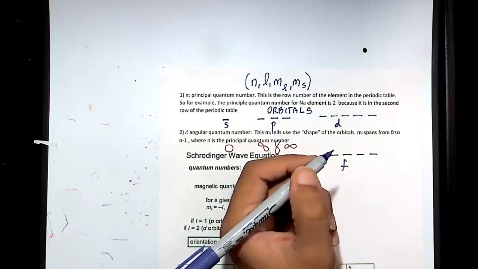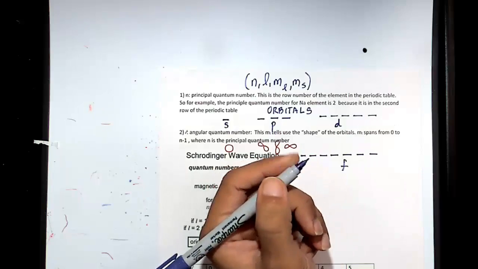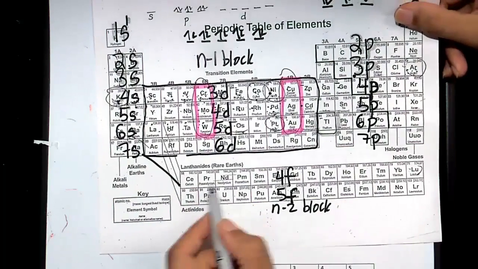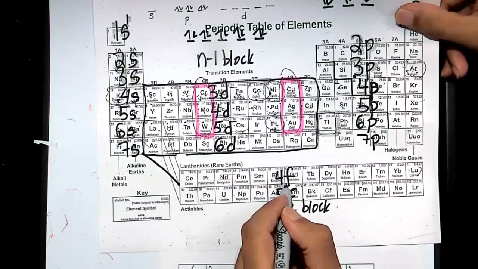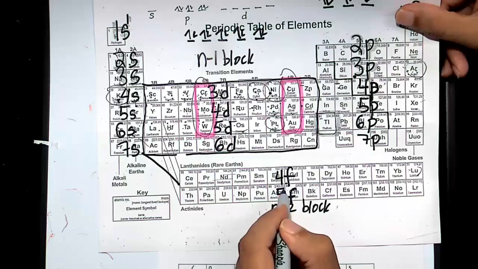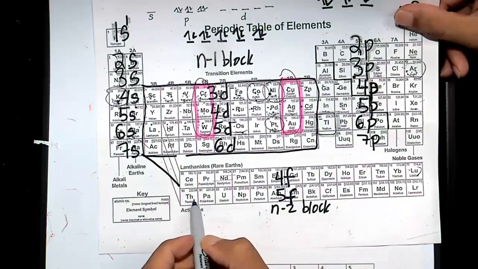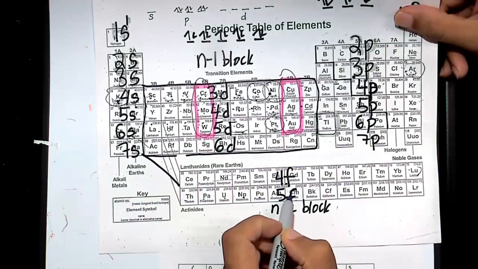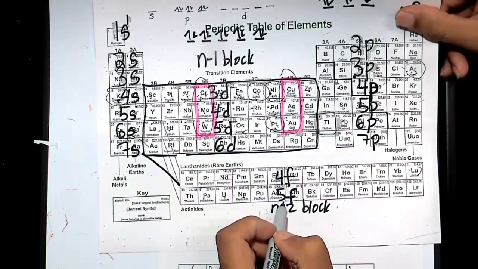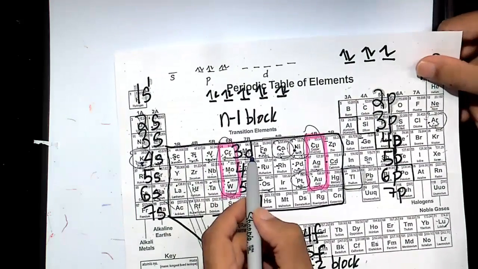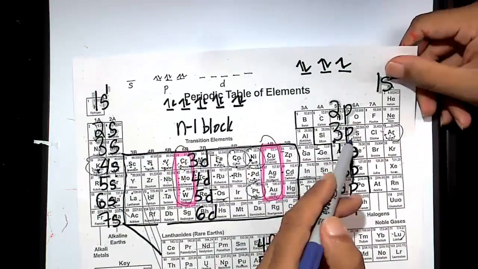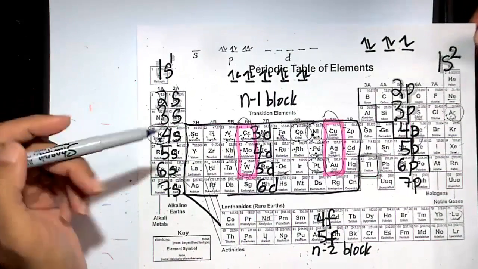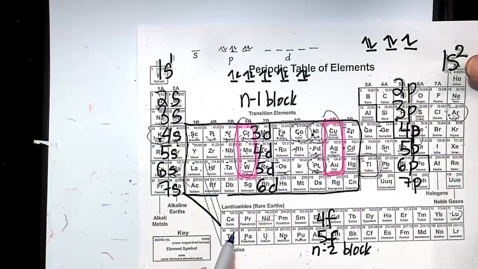The f electrons are these elements down here. Let's get your periodic table. These elements here, the electrons go to the f orbital, 4f, principal quantum number 4. The elements here, these electrons go to the f orbital, principal quantum number 5. Here, the electrons go to the d orbital. Here, the electrons march to the p orbital. Here, the electrons march to the s orbital. They march in a very specific order.